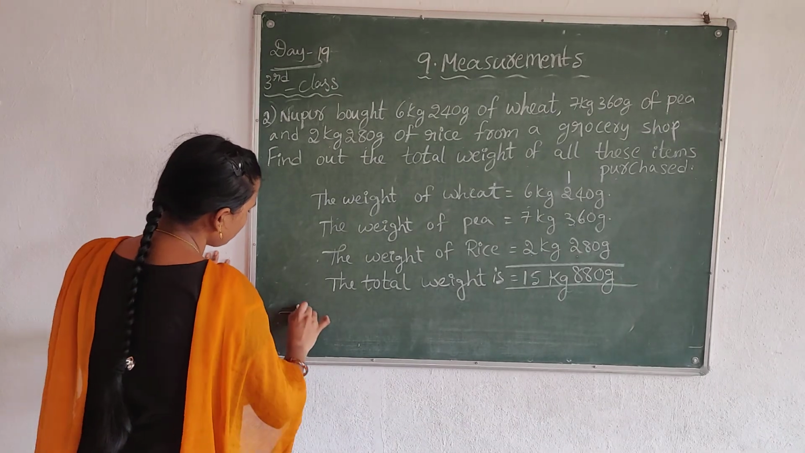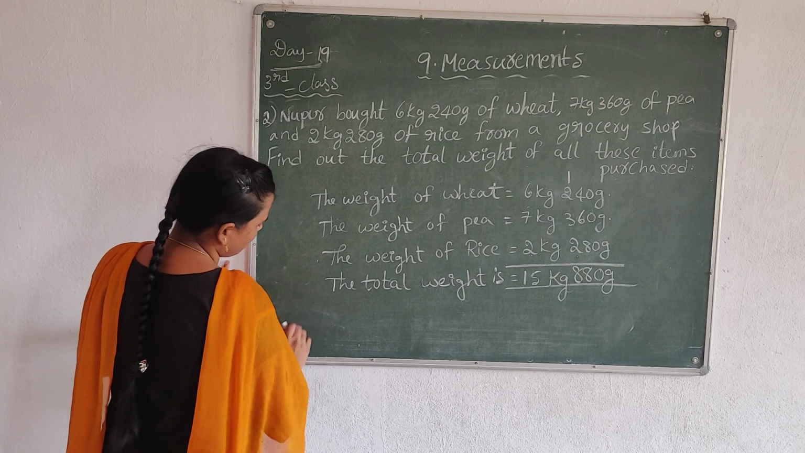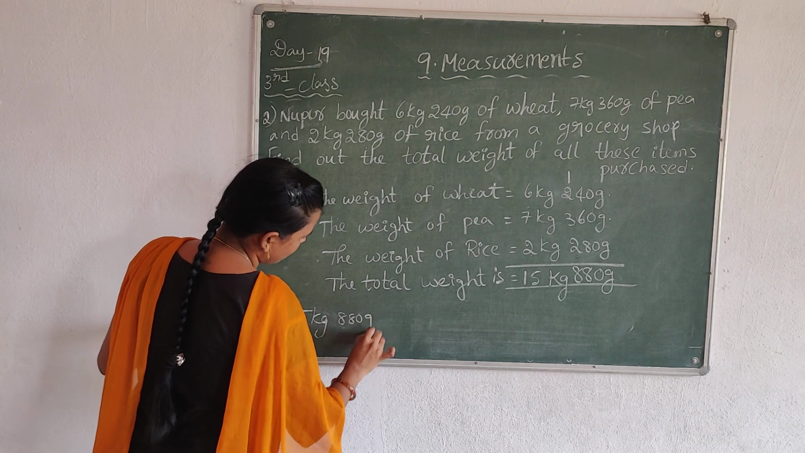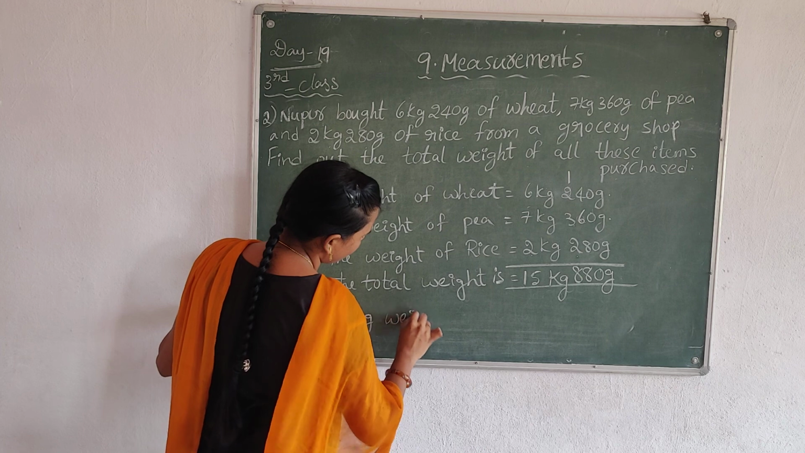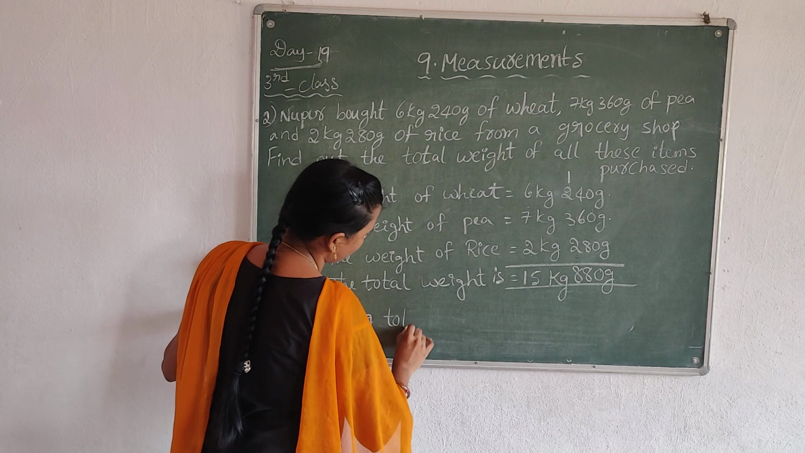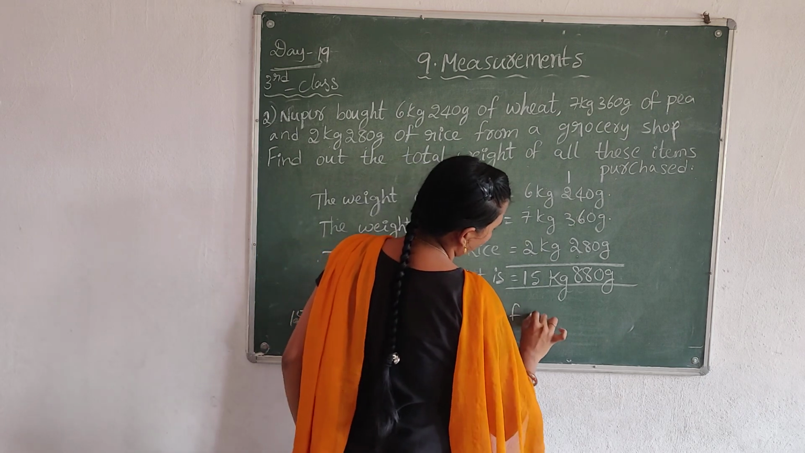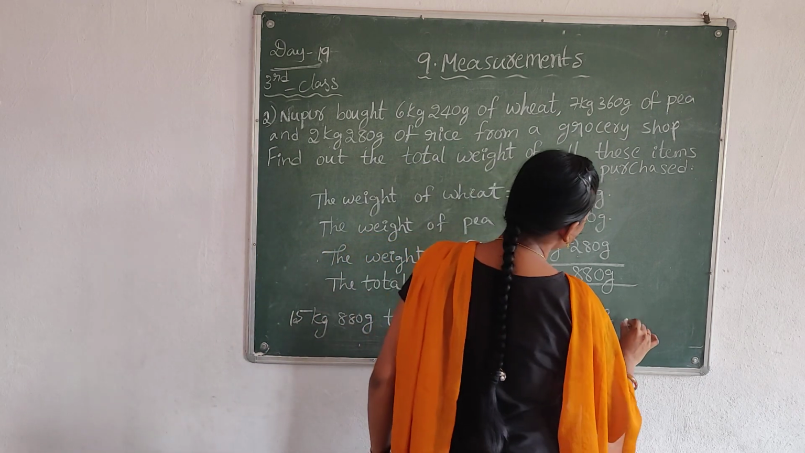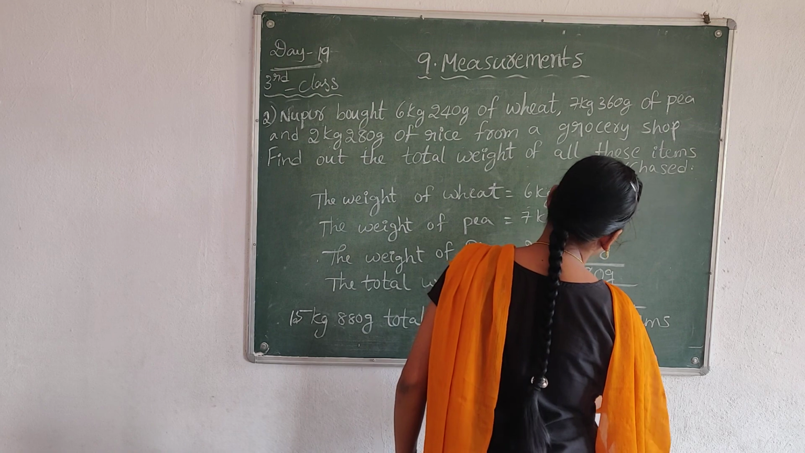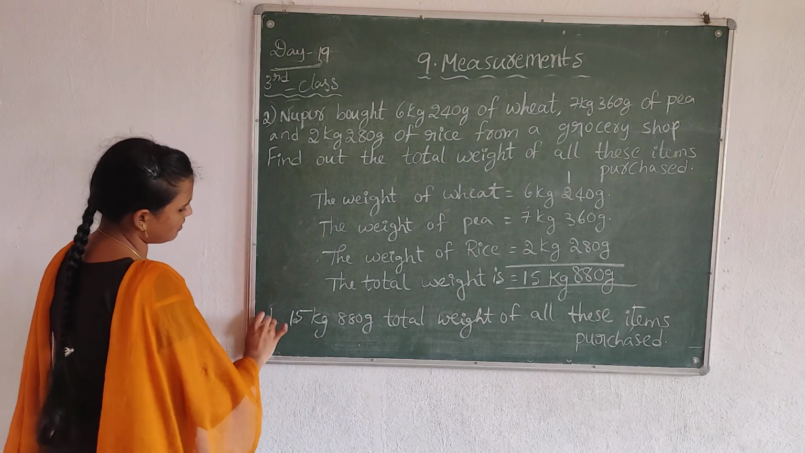Understood, children? The total weight of all these items purchased is 15 kg 880 grams. Understood, children? This is the answer.